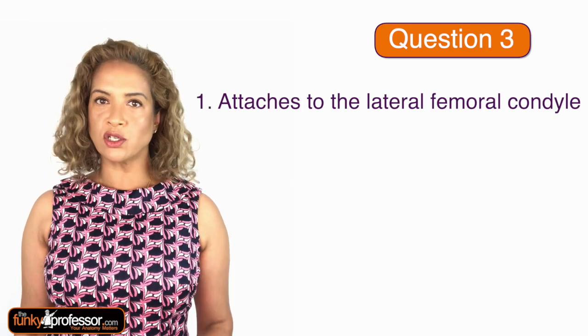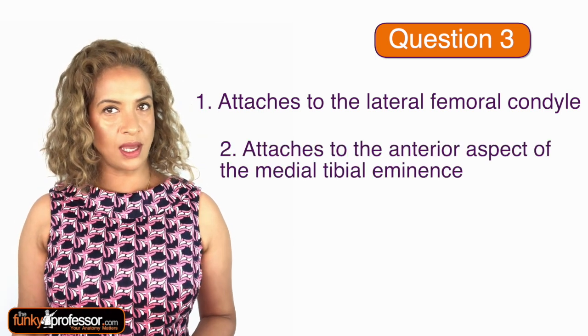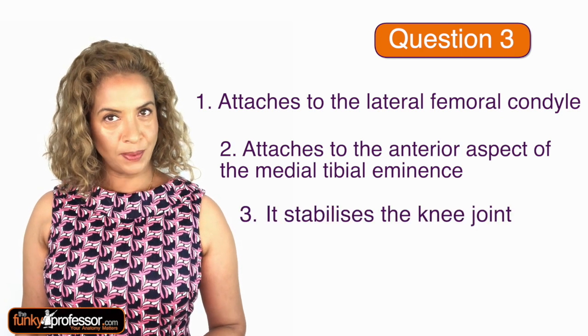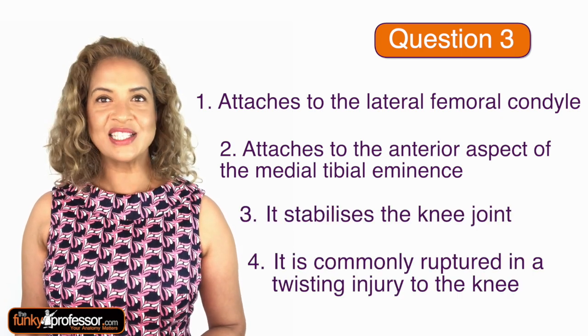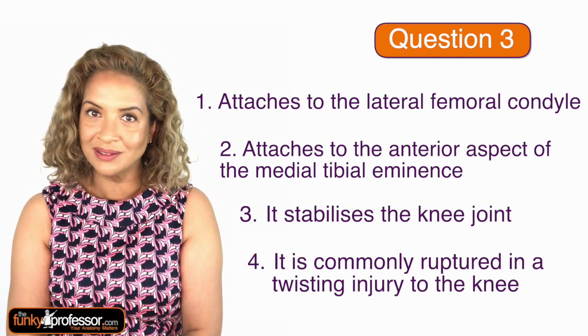Question 3. This structure attaches to the lateral femoral condyle. It also attaches to the anterior aspect of the medial tibial eminence. It stabilizes the knee joint, and it is commonly ruptured in a twisting injury to the knee.